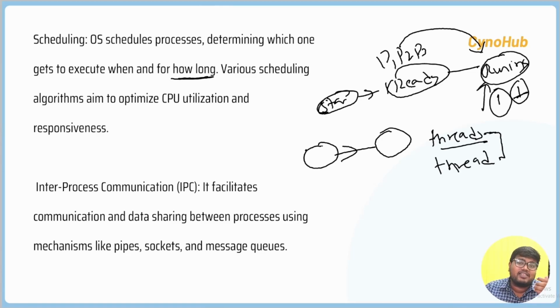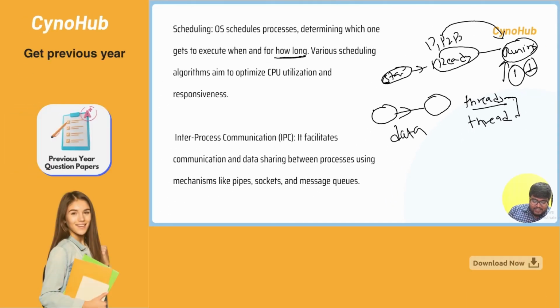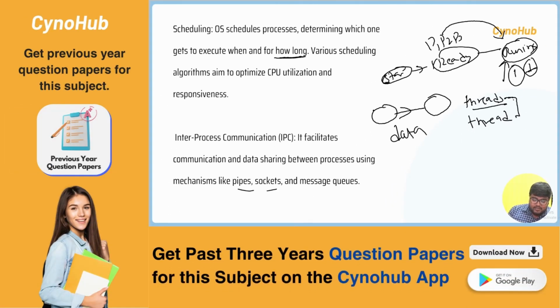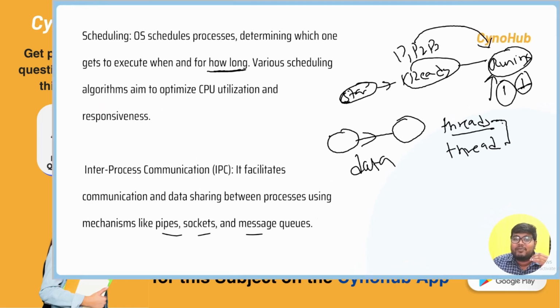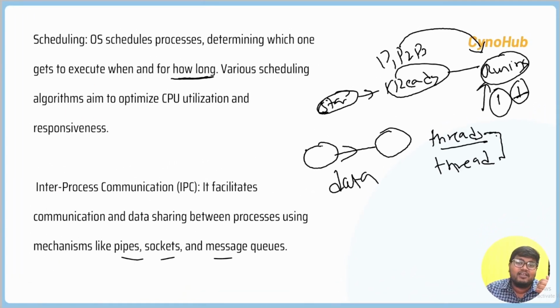So what type of communication is inter-process communication? Here you are using data communication, transferring data between two processes or between two threads. That is called inter-process communication. You can pass data from one process to another process, or from one thread to another thread. But how can we send the data? There are some components: pipes, sockets and message queues. Using these components, you communicate from one process to another process, and between threads within a single program.